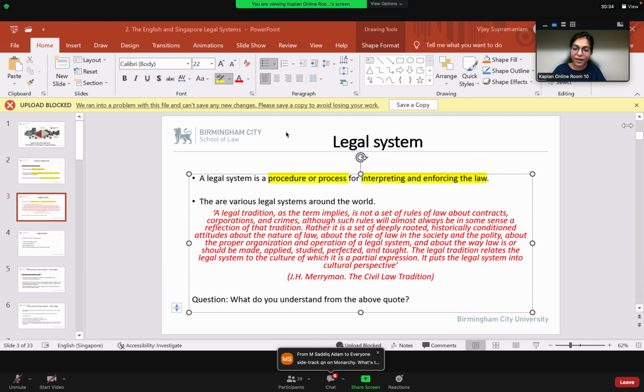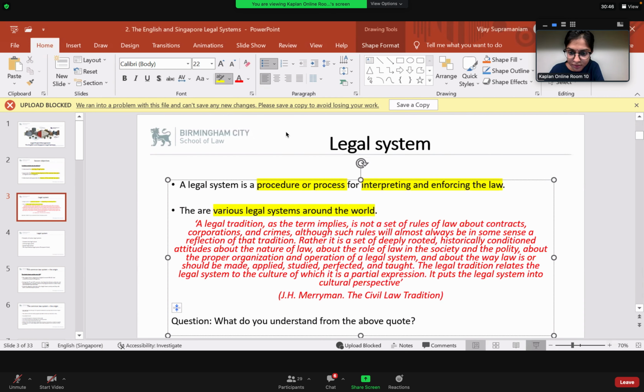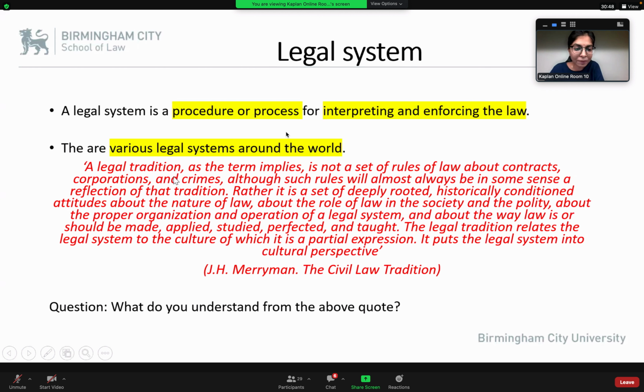Now let's look at the quote by Mary Menkier about the various systems around the world. Let me enlarge this. Here he basically says that legal system is described as a legal tradition. You see the word used here, legal tradition. Do you know why we use the word tradition? Because the legal system that you adopt in your country is based on the country's tradition.